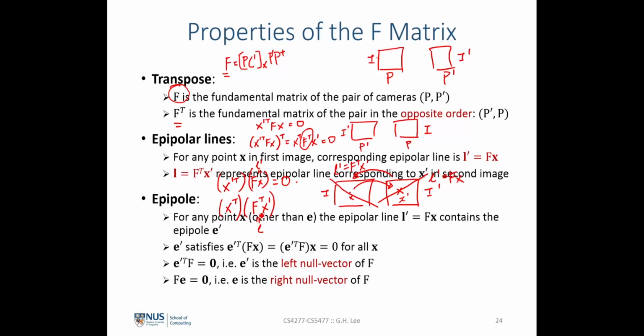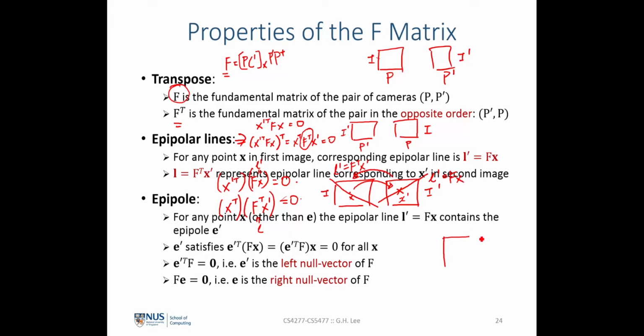The incidence relation over here, the dot product of these two, of the point and the epipolar line, would simply be equal to 0, and hence fulfilling this equation that we have seen earlier on. And now let's also look at some properties of the epipole. For any point X other than the epipole in the first image, the epipolar line must contain the epipole.